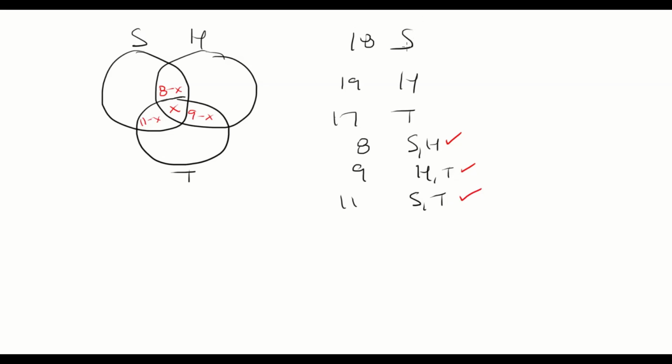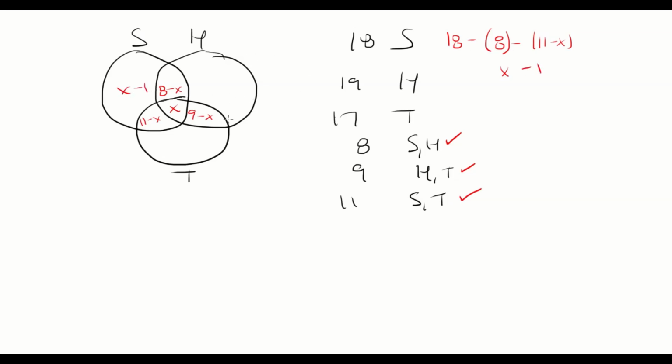Then we move on to squash, has to be 18. So we need to subtract 8 minus X, X, and 11 minus X to get the remaining here. Well, 8 minus X plus X is 8, and then we'll subtract 18 minus 8, and then minus 11 minus X. So this will be X minus 1.